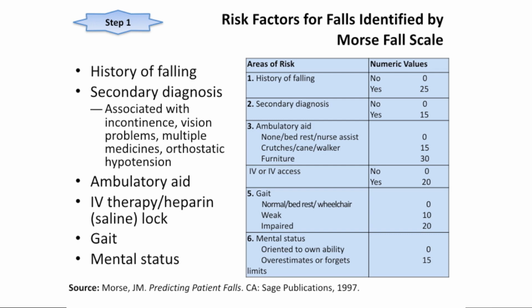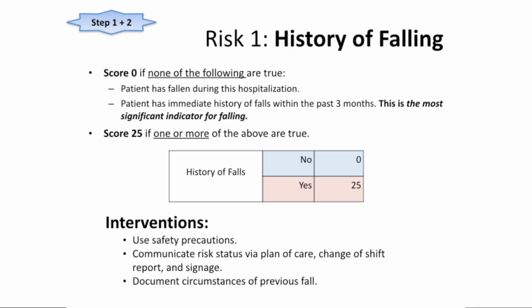So the first is history of falling. We know that patients who have fallen before are much more likely to fall again and under similar circumstances. The important thing here is that if patients have fallen recently, within the last 3 months, we need to find out from that patient and the family what were the circumstances around that fall, not just because we want to know that, but because we want to use that information to inform their care plan.